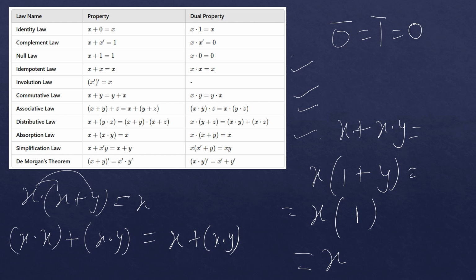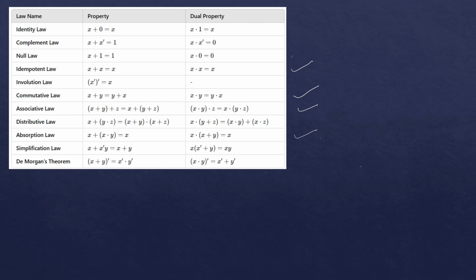Now can you see the absorption law? It says the same thing, x plus x into y is equal to x. So I will write it as x. This is the answer, right? We are producing these things. Now let's see the simplification law. This is also somewhat important because in most equations you may reach here and be confused that you will not be able to solve. But actually you can solve.